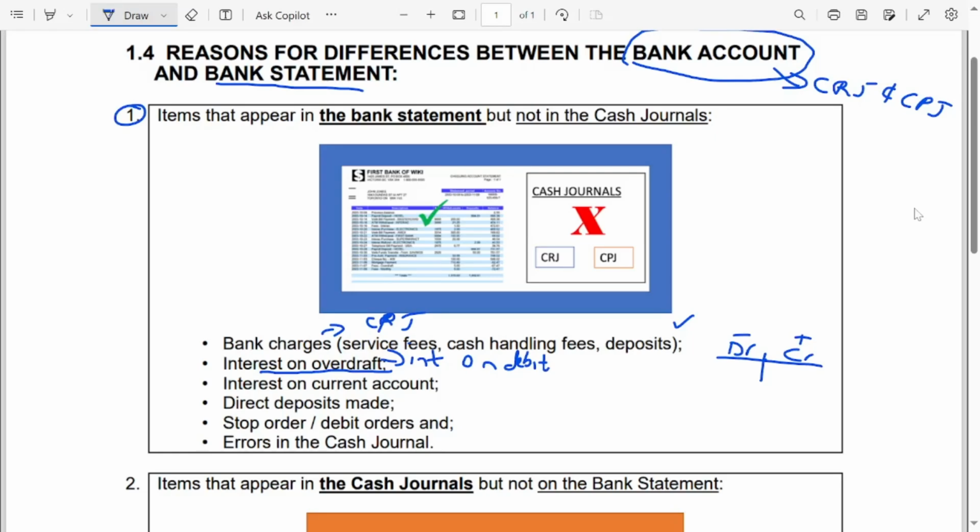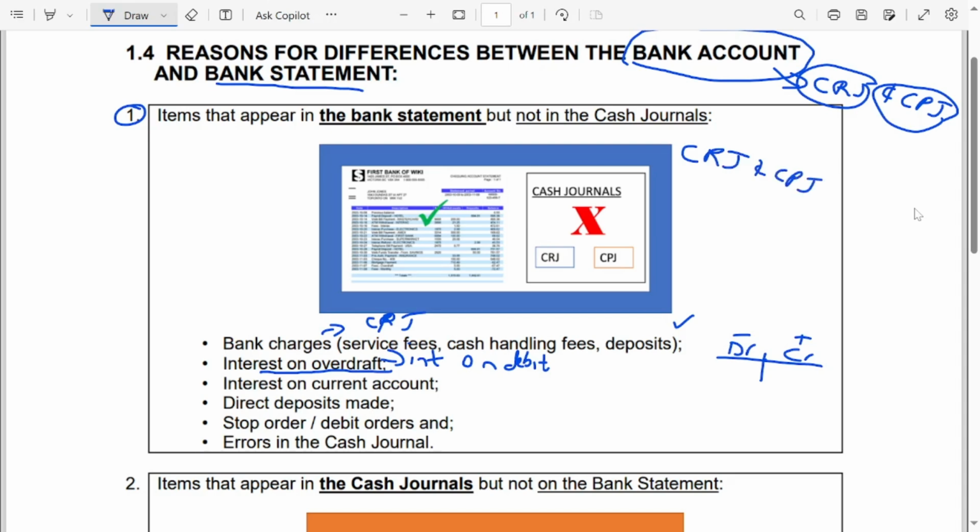Good day. Today we are going to look at the differences between the bank account and bank statement. So the bank account prepared by us as a business, there we're looking at the CRJ and CPJ. Okay. So the first one, items that appear in the bank statement but not in the cash journals. Now, what do we do with the items that are appearing in the bank statement but not in the cash journals? We need to take those items and go and record them in the cash journals, which is CRJ and CPJ.